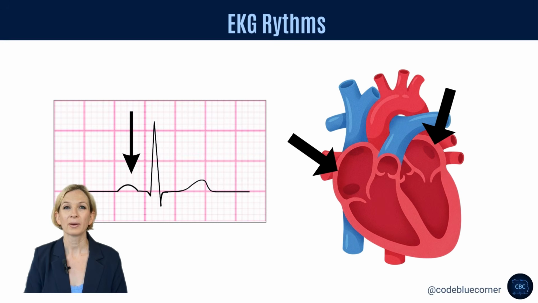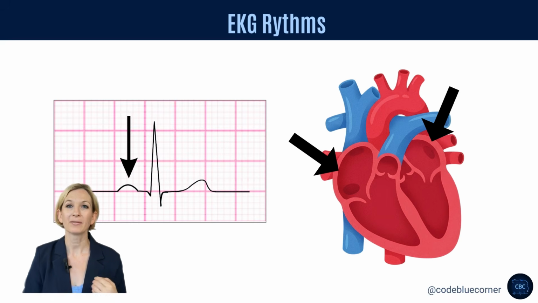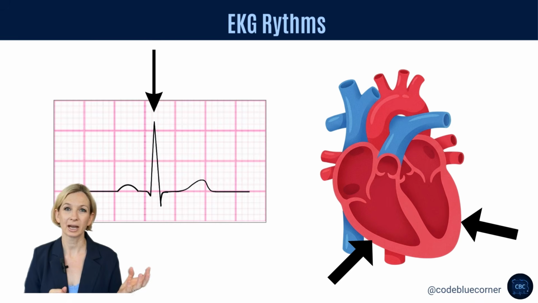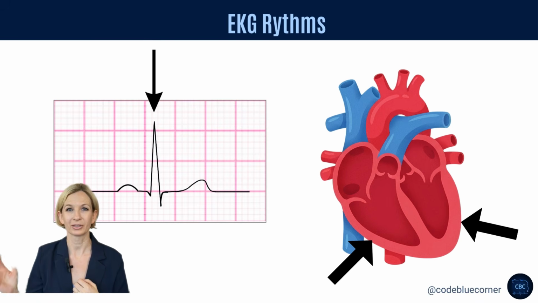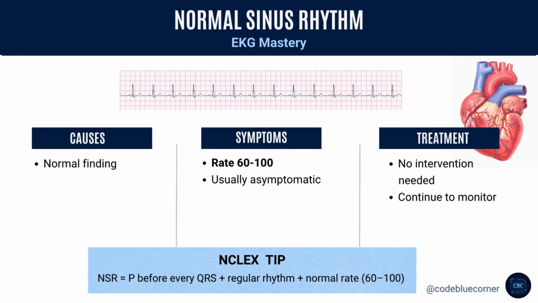The P wave represents atrial depolarization or atrial contraction. The QRS complex represents ventricular depolarization or ventricular contraction. So remember, P wave equals atria, QRS complex equals ventricles. So if you see all of those things, think normal sinus rhythm. Usually no treatment is needed, just monitoring that patient.